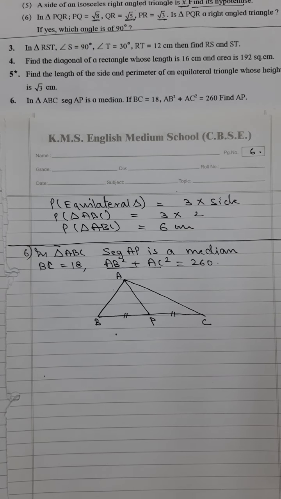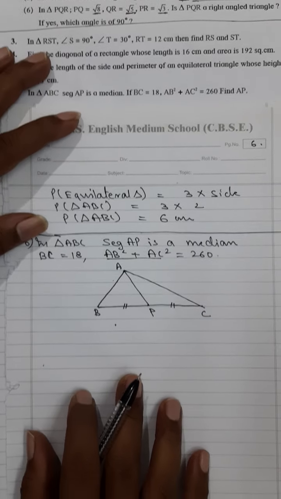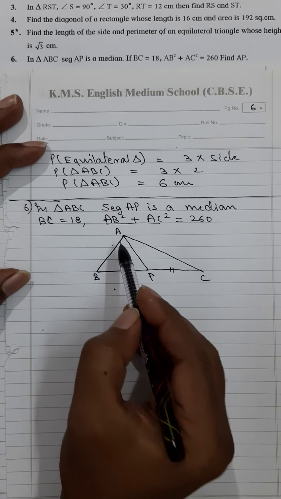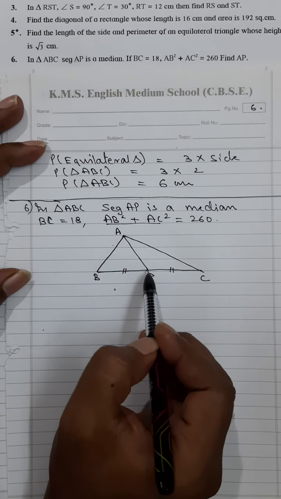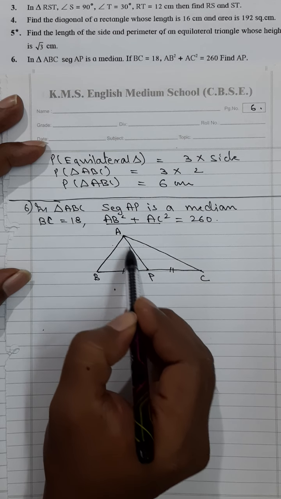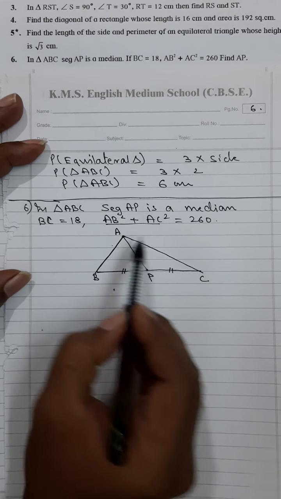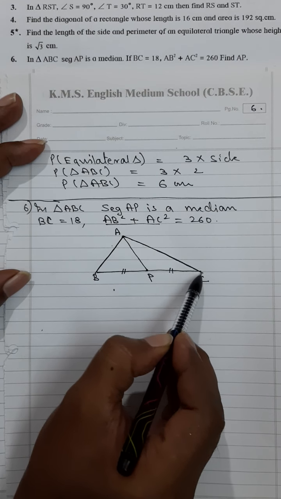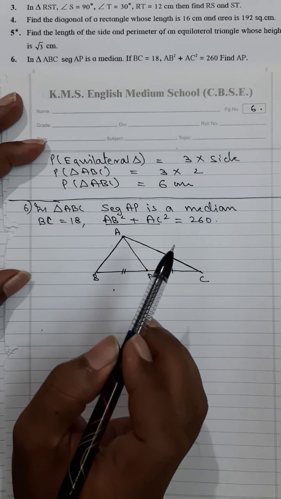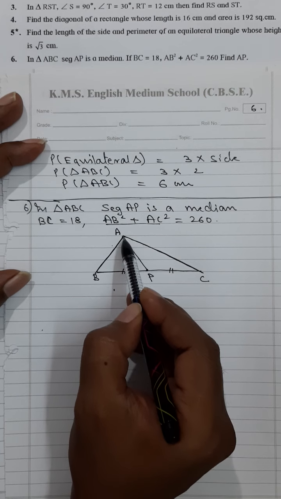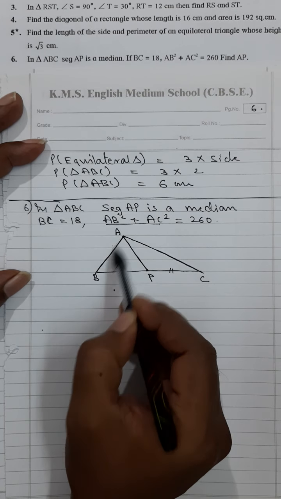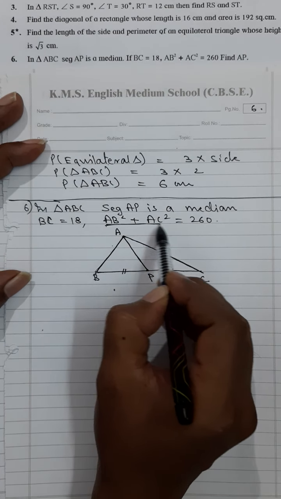This will be ABC. Here they have given this is a median, so Apollonius theorem will definitely come into picture. When I apply Apollonius theorem, this is the median, and the vertex of the triangle is this. So you'll take it from here: AB square plus AC square is equal to 2 into the median square, that is AP square.